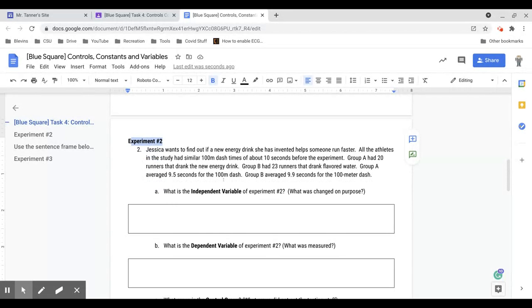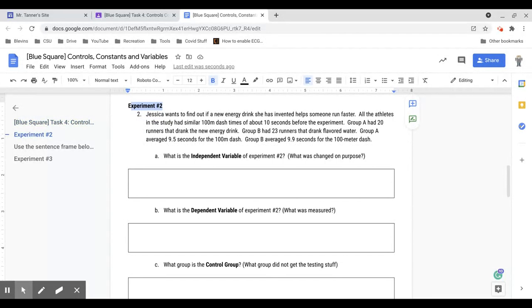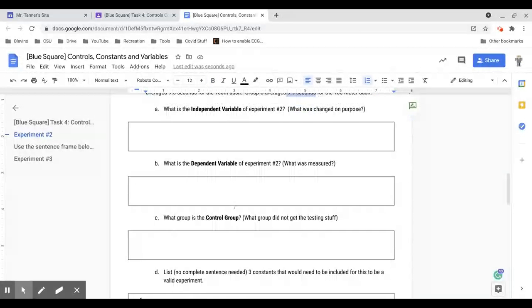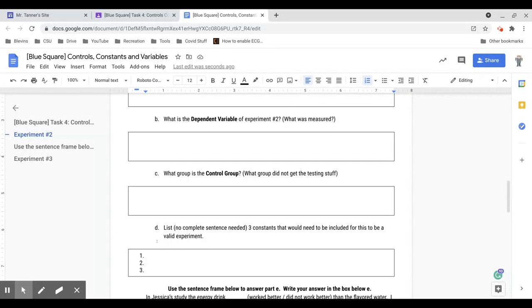So again, what's the independent variable? What did we change on purpose? Think about what group A got and what group B did not get to help you think about what was changed on purpose. What's the dependent variable? What are they measuring? Hint, they're measuring a time. What's the control group? Which means what group did not get the stuff we're testing? Which group did not get the energy drink? And then list, which means you don't need complete sentences for this one. What are three constants that would need to be included for this to be a valid experiment?